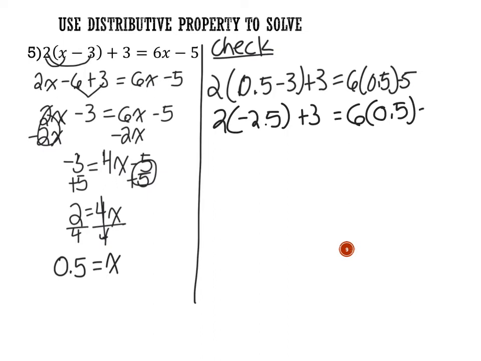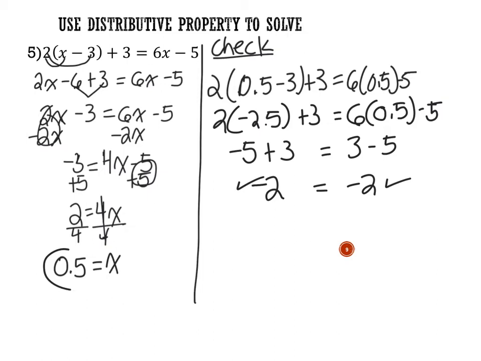Okay? Negative 2.5 times 2 gives me negative 5 plus 3. So negative 5 plus 3 gives me negative 2. 6 times 0.5 is 3. 3 minus 5 equals negative 2. My problem checks out. 0.5 equals x.